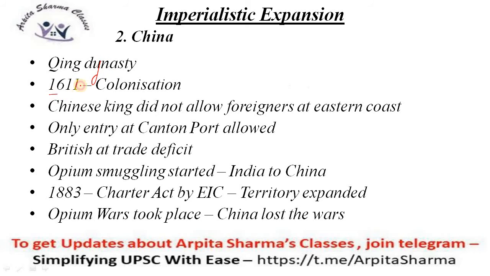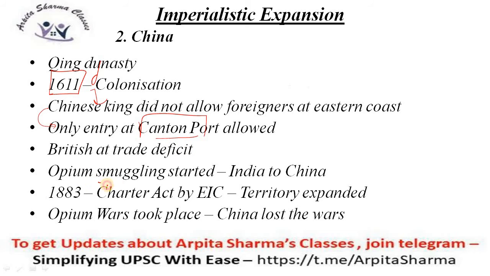Qing dynasty in 1611 the colonization of China took place, but Chinese king did not allow foreigners at eastern coast. He did not like the Britishers using their territory for their own business, and hence the Chinese king restricted the trade, and only entry at Canton port was allowed for foreigners. So all the ports were closed and only the Canton port was open for foreigners to trade, but British did not like it. So what happened?